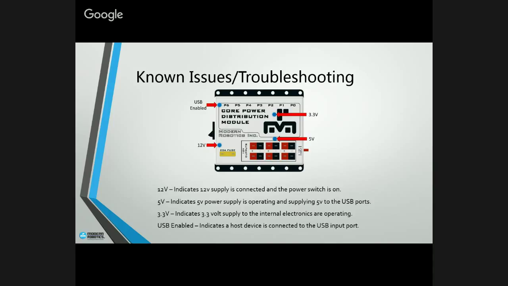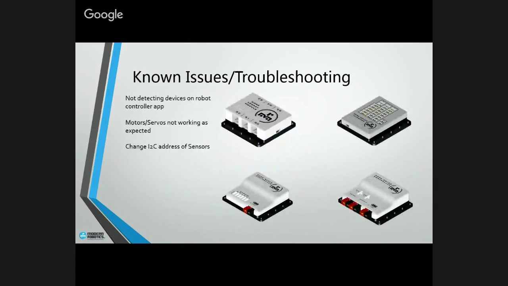Other known issues with other controllers, we haven't really had a lot of issues. If you're having trouble detecting a controller and you cannot figure out why you can't find it on your robot controller app, we recommend you plug in every controller directly to the phone or directly to the computer and have that be detected. It doesn't have to go through the power module.